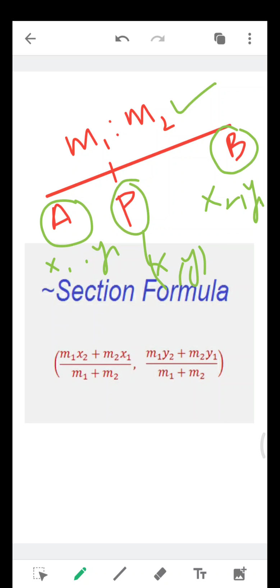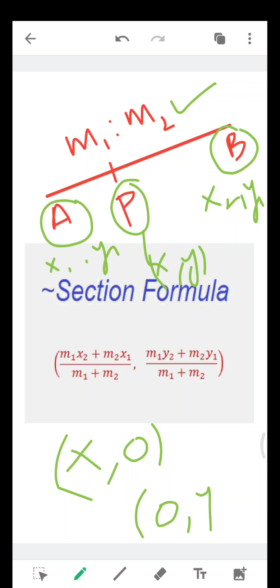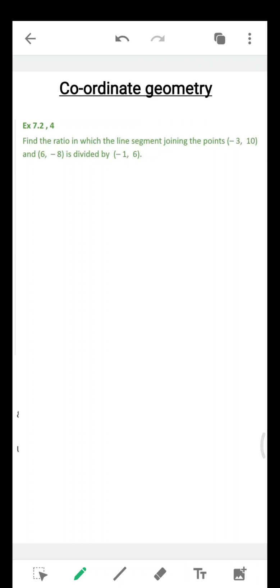Another thing, this point P can be on the x-axis also. So what is the point on the x-axis? Hope you remember it. Point on the x-axis is x comma 0, and point on the y-axis is 0 comma y. I already said that this whole chapter, coordinate geometry, is related to graphs only. The distance which we are finding, or the point which we are finding using the section formula, or the midpoint, all of these are on the graph only. Okay, let's continue with the exercise question now.